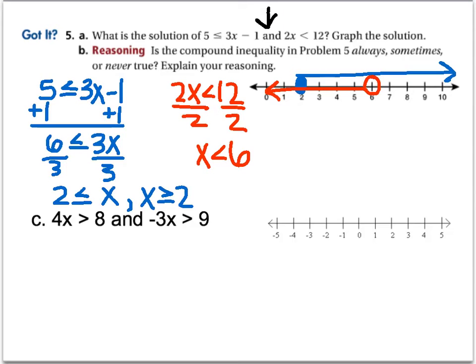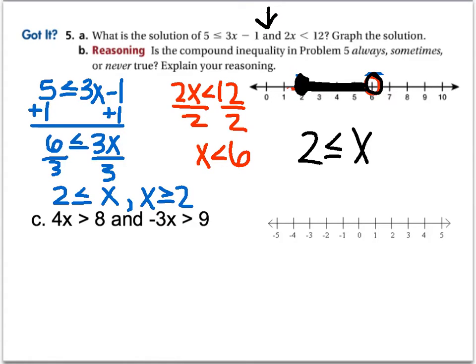Should we include 2? Yes. Should we include 6? No. So we will fill in 2, open circle at 6, and our shading goes in between. And then we will write it as x is, read backwards, x is greater than or equal to 2. And now when you read the right side, it's just going to be how we usually read it. X is less than 6.